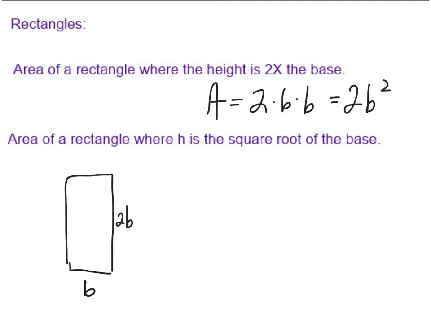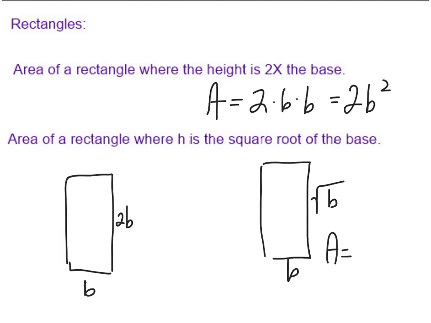So instead of having a 1 half out in front or a 1 fourth out in front or a pi over 8 or square root of 3 over 4, I would have a 2. Now, if I have a rectangle where height is the square root of the base, I would find the area the same way. That would be base times base to the 1 half. So this would be area equals base to the 3 halves, and so on and so forth. So the idea is that you're putting the known base along the x-axis.